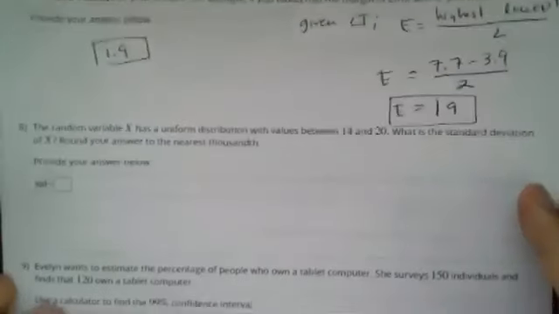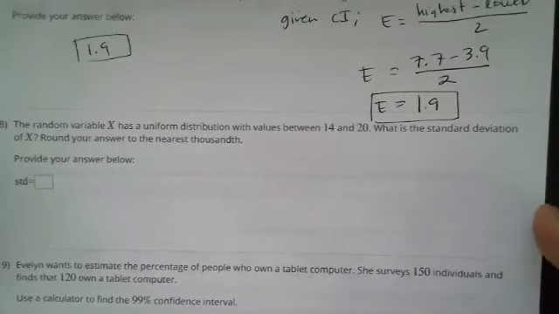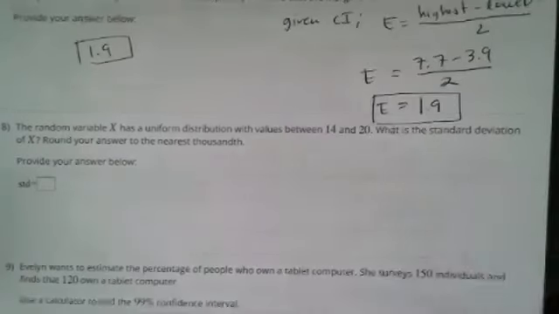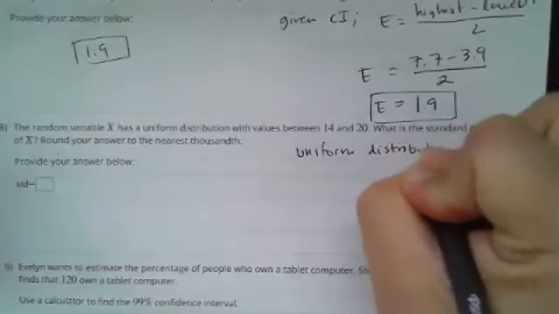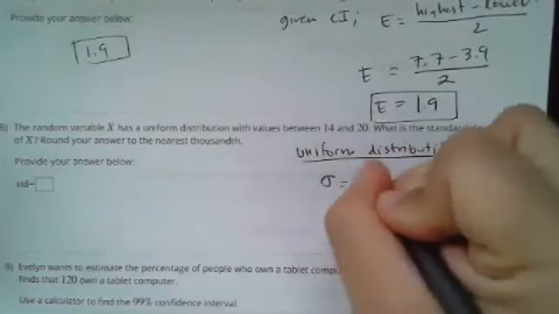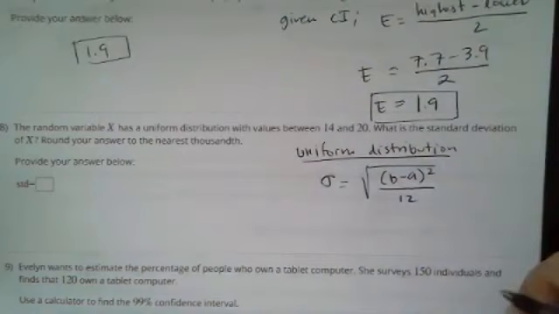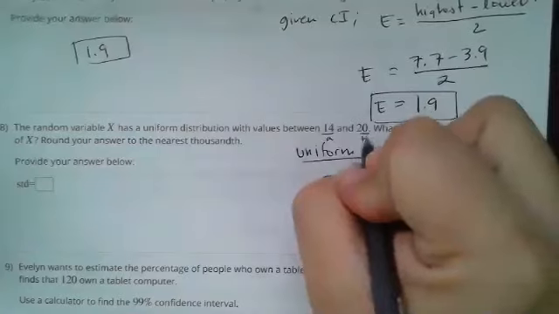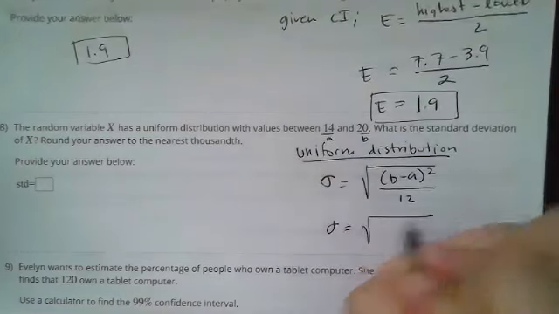Okay, great. And then for number 8, the random variable has a uniform distribution with values between 17 and 20. What's the standard deviation of X? So for a uniform distribution, okay, the standard deviation is equal to the square root of (B minus A) quantity squared over 12, okay? So we just plug that in. Well, what is A and what's B? So A is 14, B is 20, and that's pretty much it. It's just plugging it into this formula.